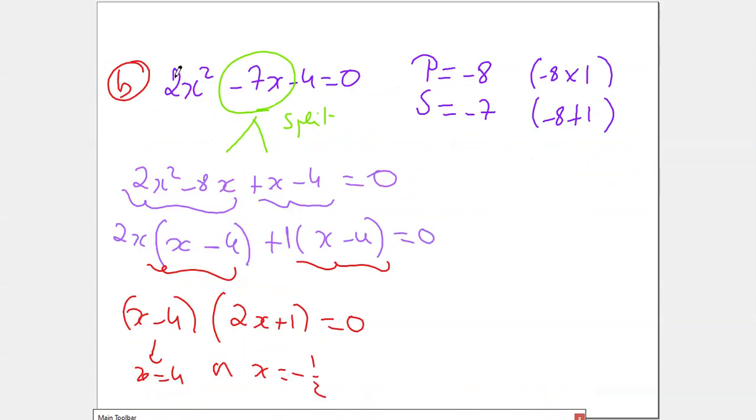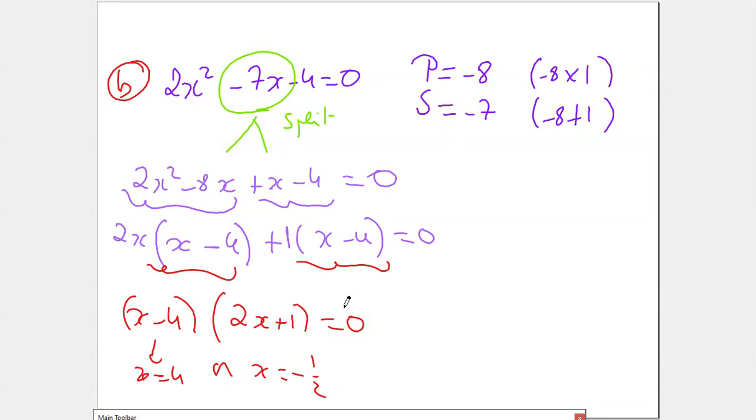So here P is 2 times minus 4, it's minus 8, and S is minus 7. Which two numbers multiply to give minus 8 and add to give minus 7? It's minus 8 and 1. So I will split minus 7x as minus 8x plus x. Those two here, the common factor is 2x, times x minus 4. Here I have plus 1 times x minus 4. My visible factor is x minus 4, and what I still have is 2x plus 1.